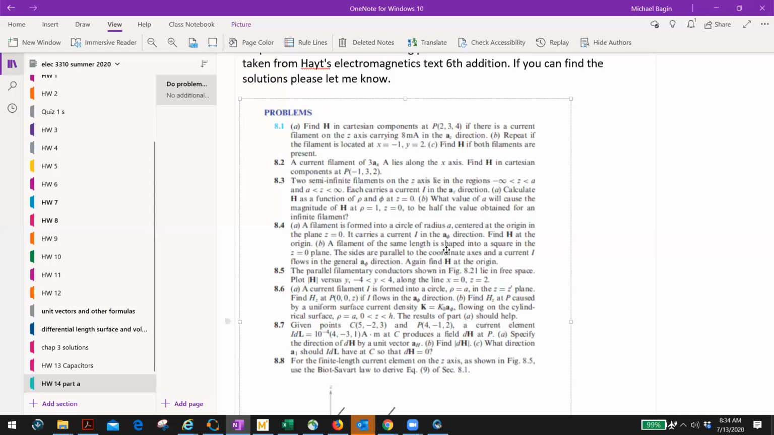Radius A, it has a current I. And I know that the H field on the Z-axis right here, in general, the H field would be equal to I over 2 rho squared plus A squared to the 3/2 power. And then it's in the A phi direction.